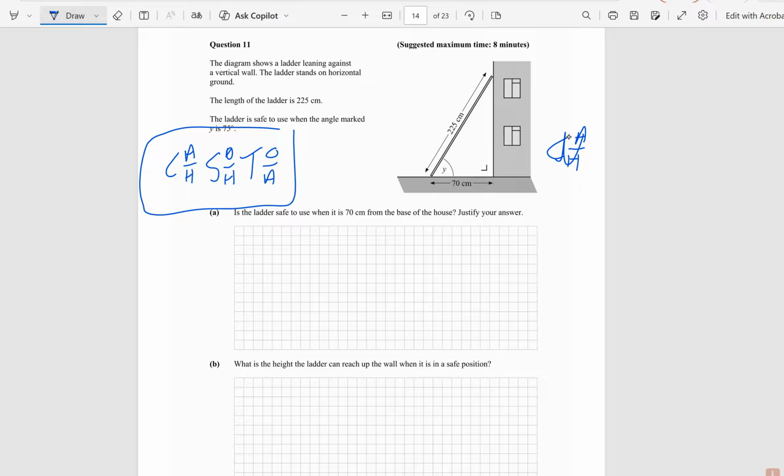It says the diagram shows a ladder leaning against a vertical wall. The ladder is 225 centimeters high. That's 2.25 meters. The ladder is safe to use when the angle y is marked 75. So if this angle here is 75, then it's safe to use. So we have to find out what that angle is, essentially. Just get your triangle if you want.